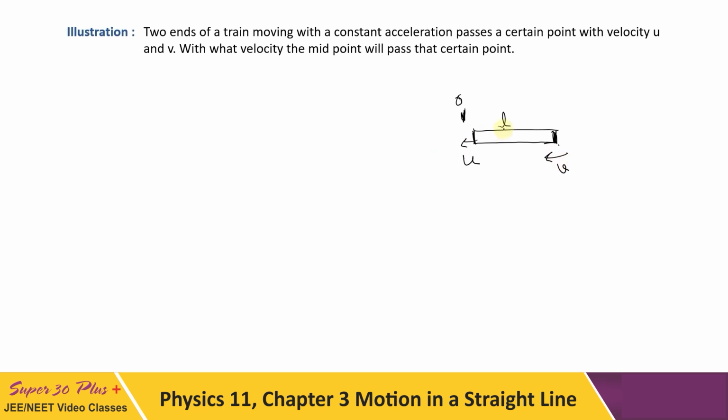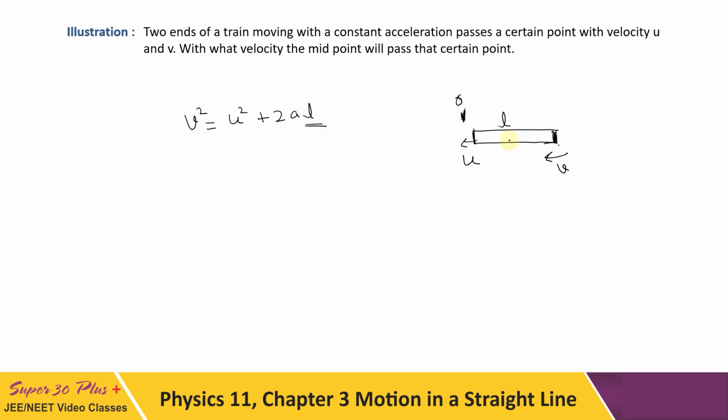Now the distance travelled between these two moments is L, which of course has to be equal to the length of the train. So we can calculate what the acceleration involved should be. How can we write it? v square is equal to u square plus 2aL, because in travelling a distance L, the train has acquired velocity v from u.